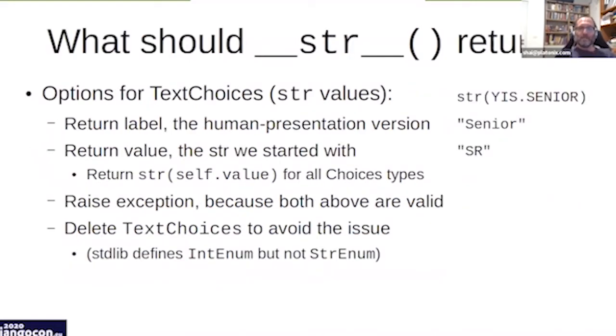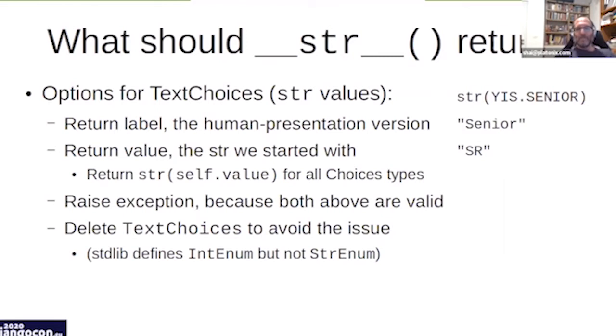The last and most involved major design issue was about dunder str. It was initially raised in the context of text choices, which are themselves string values. Take, for example, the year in school choices type we've seen earlier, shortened here to YIS on the right side to fit in the slide. If we take one of its members, say senior, and cast it to a string, what should we get?